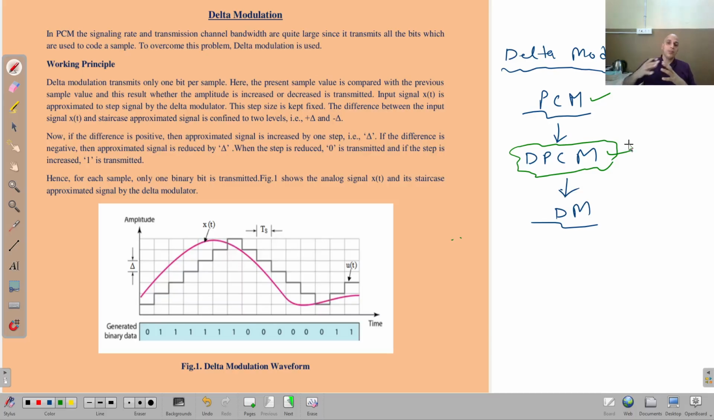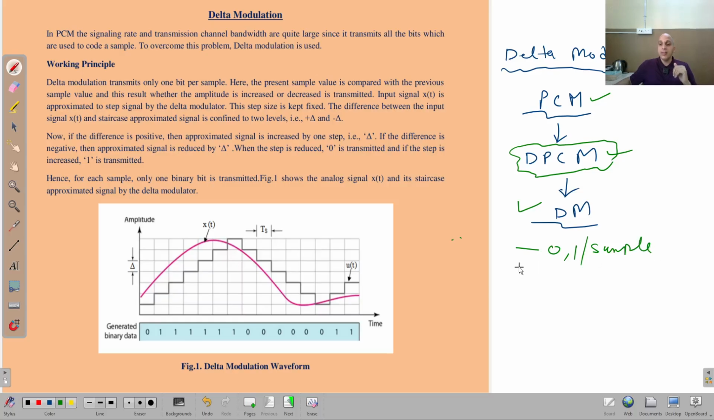So to address this problem, a new type of pulse code modulation was invented, and that was known as delta modulation. Now, what is the working principle of delta modulation? The working principle of delta modulation is very simple. It uses only one bit, either 0 or 1, per sample.